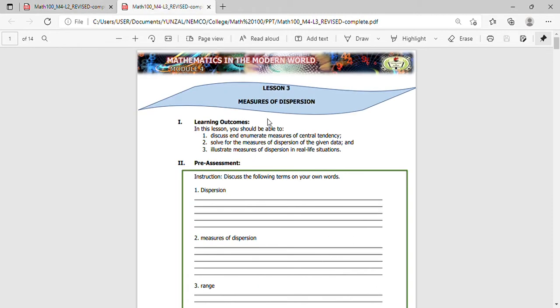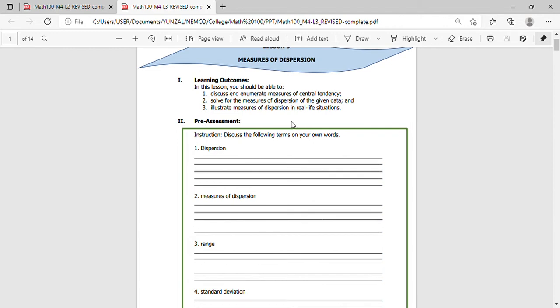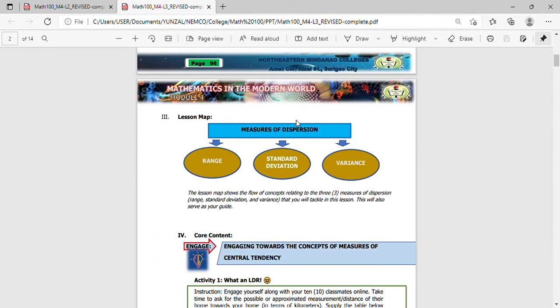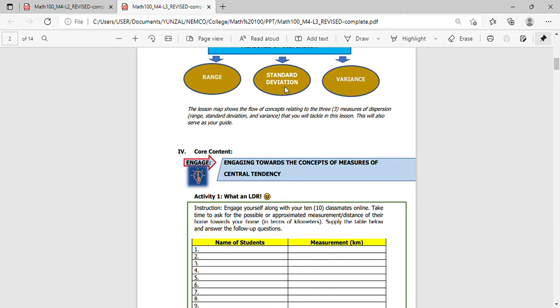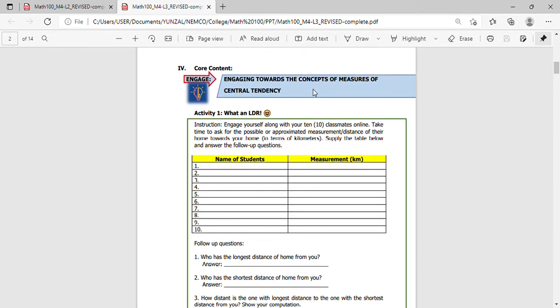Lesson 4 is about the measures of dispersion. Just like the measures of central tendency, here we also have the measures of dispersion. We have the range, the standard deviation, and the variance. I'll also be giving another assignment for this topic.